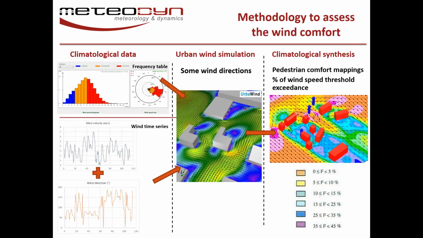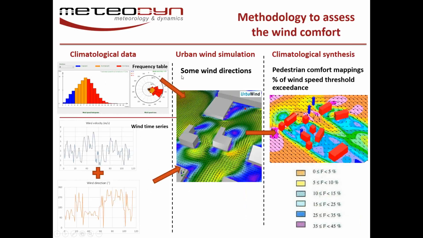So the methodology to assess the comfort is the same for all three approaches. First, you use climatological data from the met station. Climatological data can be given with a frequency table like this, a distribution plus roses, or by a wind time series with the wind speed and the wind direction. All the data are input for the urban wind simulation.